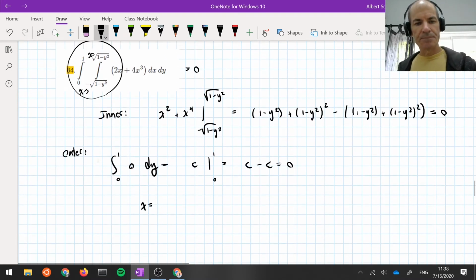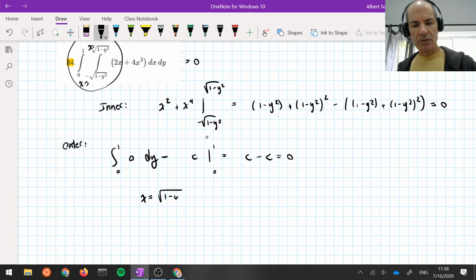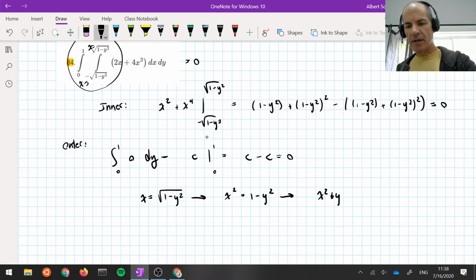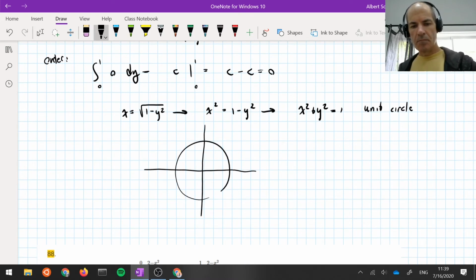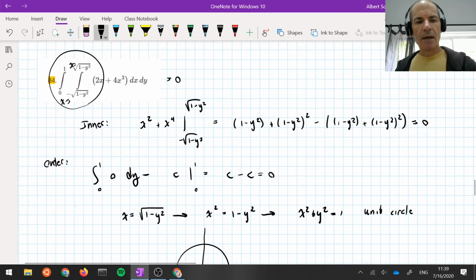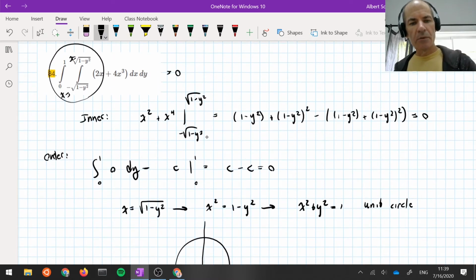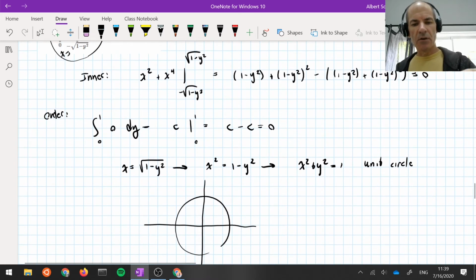X equals the square root of 1 minus y squared. If we square both sides, we get x squared equals 1 minus y squared, or x squared plus y squared equals 1. This is the unit circle, like that. All right. We are integrating here with respect to x, so we're doing horizontal integration, a type 2 integration like this.